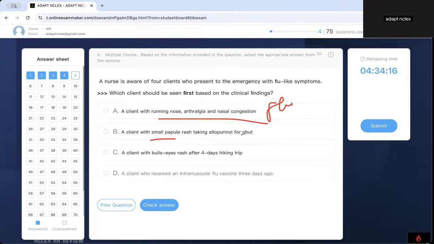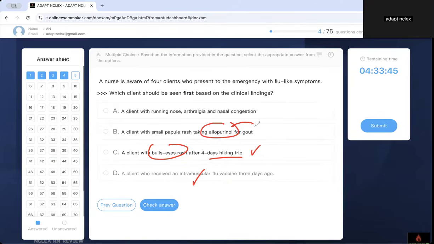This patient has a small purple rash after he takes allopurinol. You think it's a normal flu? He has a bullseye rash after hiking. What do you think? I can tell you this is Lyme disease, right? And then you give them a flu vaccine and he has flu-like symptoms. What do you think? If I inject you with a vaccine, you're going to look like you have flu. If you have a bullseye rash, you're going to have flu-like symptoms. That's Lyme disease. If you take allopurinol for gout, and you have a small purple rash and flu-like symptoms, Stevens-Johnson syndrome, that's bad. And if you have none of these things, you have regular flu.